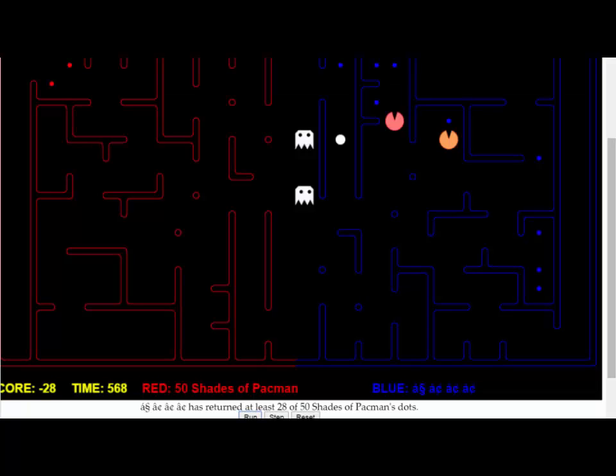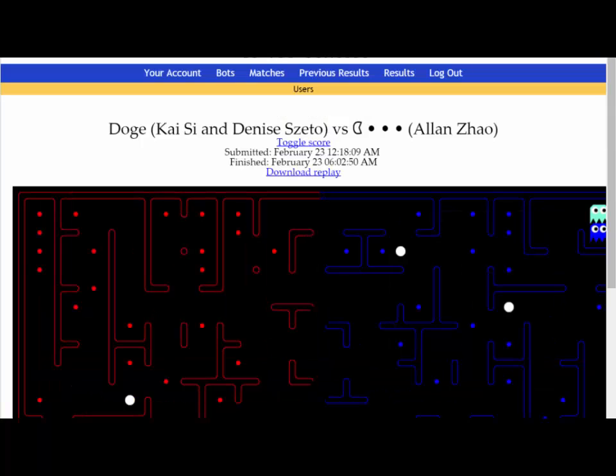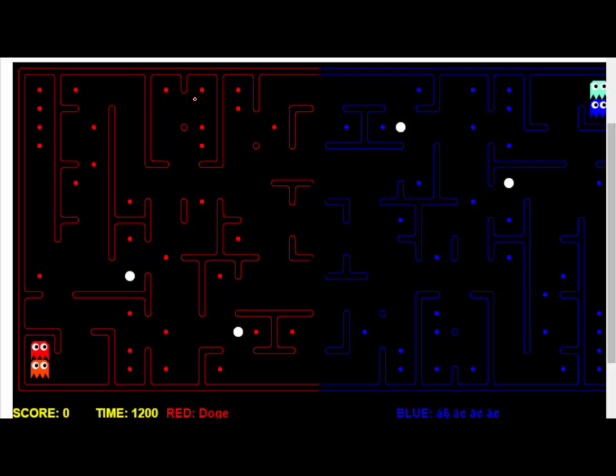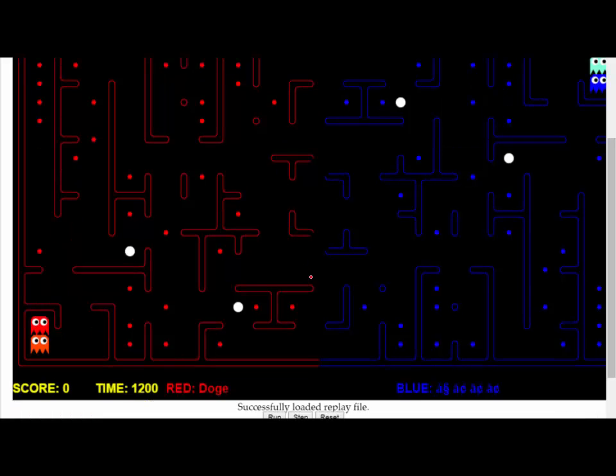So this is for first place. Doji on the left. Pac-Man on the right. Here we go.